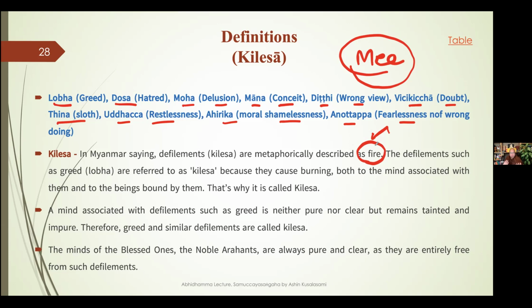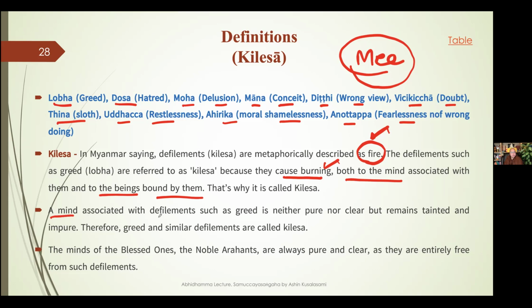Kilesa means the defilements, impurity. The defilements such as greed are referred to as kilesa because they cause burning. Maybe from this meaning, we Myanmar people make a metaphor and describe them as fire, causing burning both to the mind associated with them and to the beings bound by them. So there are two. As stated in the commentary, kilesa cause burning to our mind and to our body. That's why it is called kilesa.